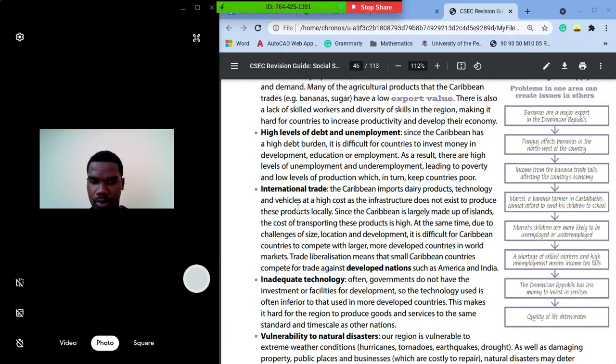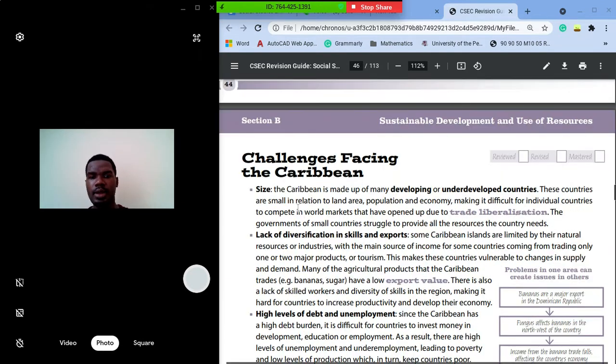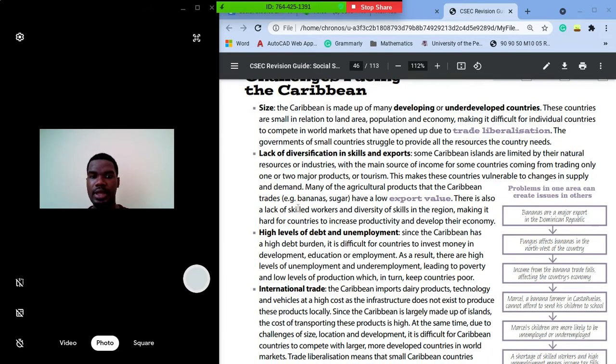Yes, sir. Okay? So those are the four main challenges facing the Caribbean. The size, right, in terms of land area, population, and economy. Lack of diversification in skills, right? This is solely coming from the fact that the majority of countries only focus on tourism and one or two major products, right? Those typical products are banana, sugar, or coffee, right, which have low export value. And if they have low export value, right, they can't compete with the supply and demand of high export value.